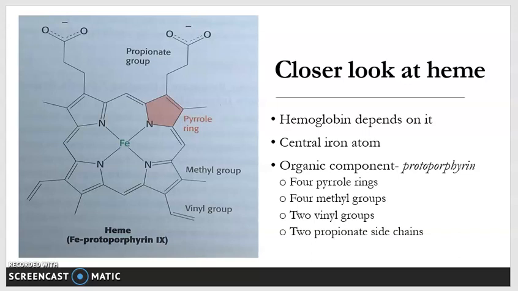So here in this picture of the heme structure, we have 4 pyrrole rings, 1, 2, 3, and 4. 4 methyl groups, so here are methyls, and 1 right here. 2 vinyl groups, 1 and 2. And finally, we have 2 groups of propionate side chains.